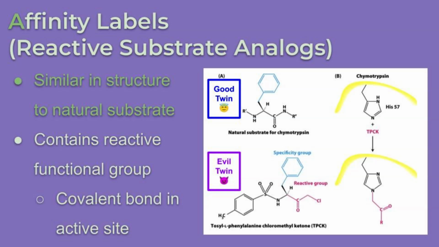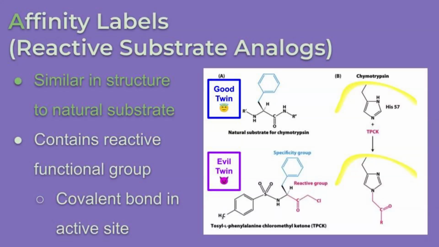And then on the left of the image, you've got your good twin and your evil twin. Good twin is your natural substrate that's going to react with chymotrypsin as it normally would. And then you've got your evil twin. And it looks a little bit like the good twin. It can pass for the good twin, but it's going to inhibit this enzyme, so it's the evil twin. Now look at what the good twin and the evil twin have in common. We're looking at this specificity group in blue. This is what allows the good twin and the evil twin to bind to that histidine residue in the active site of chymotrypsin. So on the surface, the good twin and the evil twin look a lot alike. They pass for each other.